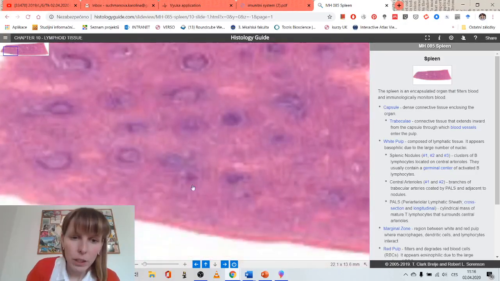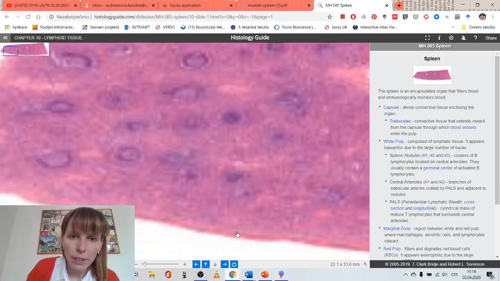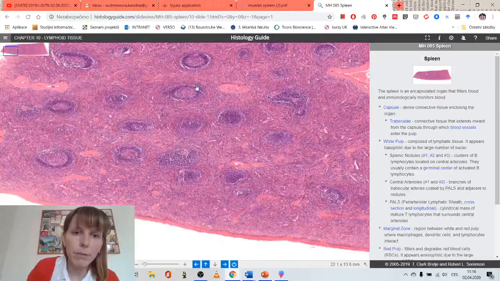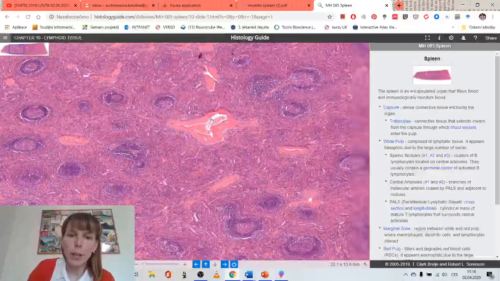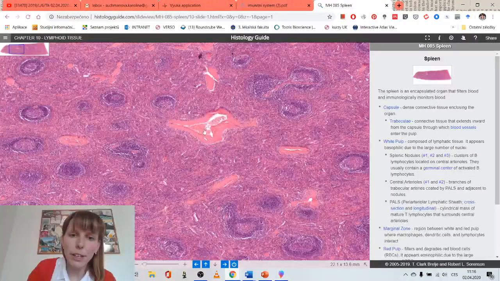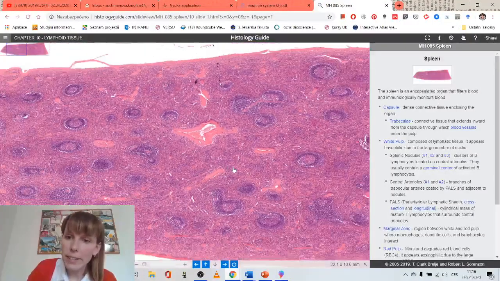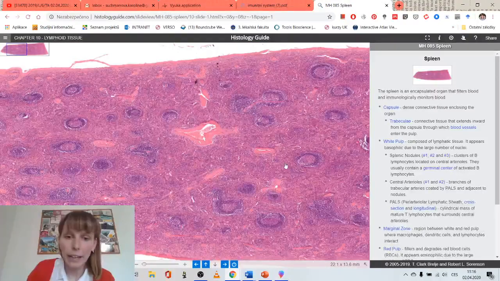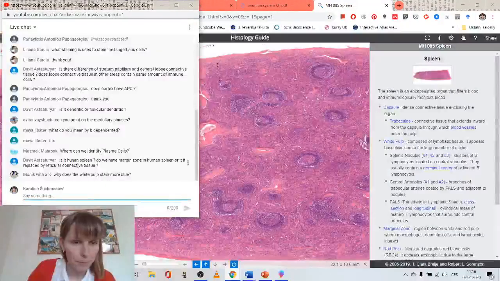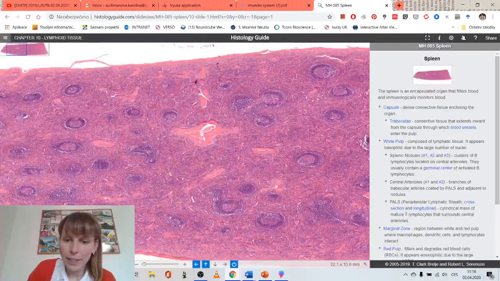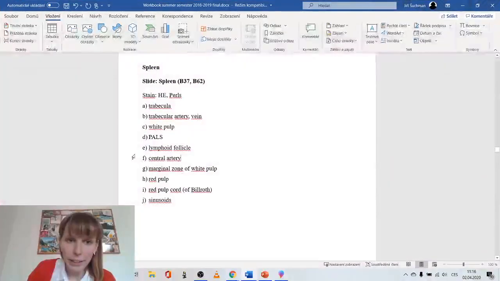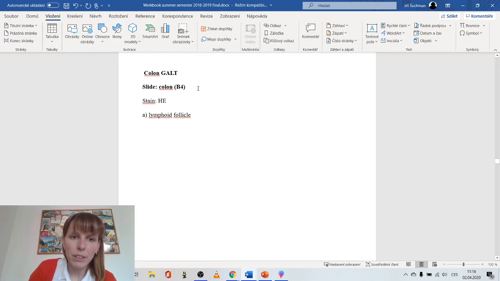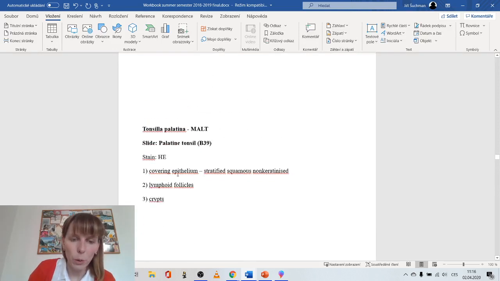So again, capsulated organ, secondary organ, so we have lymphatic follicles with B lymphocytes, we have T lymphocytes around the central artery, we have trabecules with trabecular arteries going in, and it doesn't have cortex and medulla, it just has white and red pulp. So that's it about the spleen. We still have thymus and the tonsil. The gut is not so complicated.